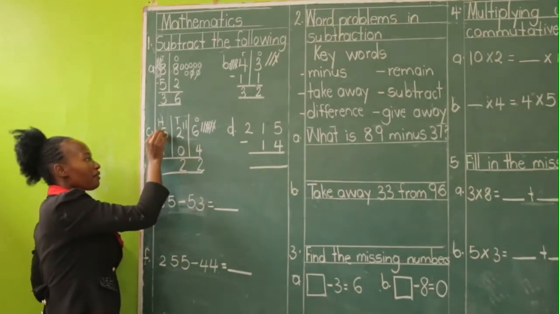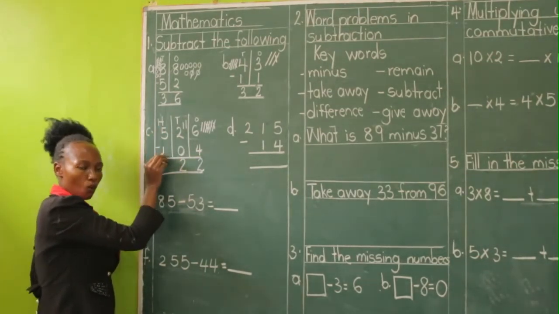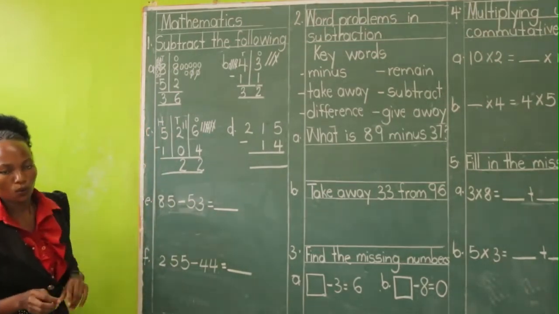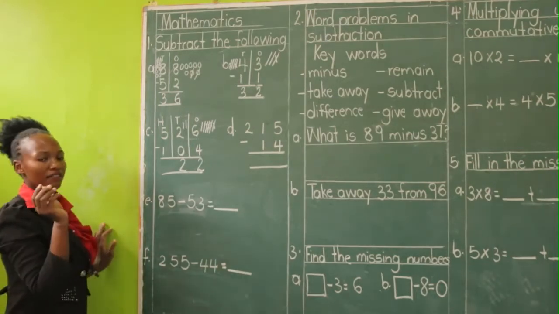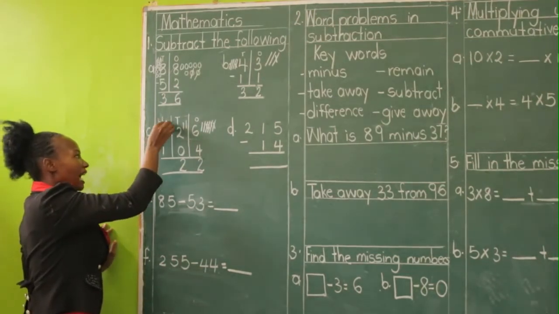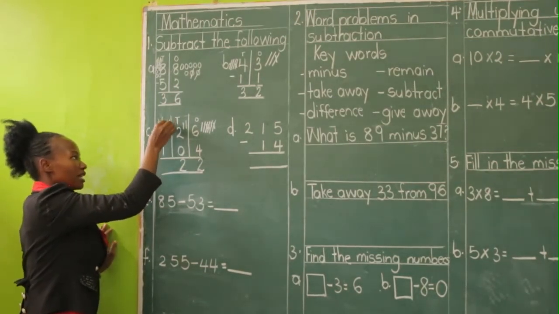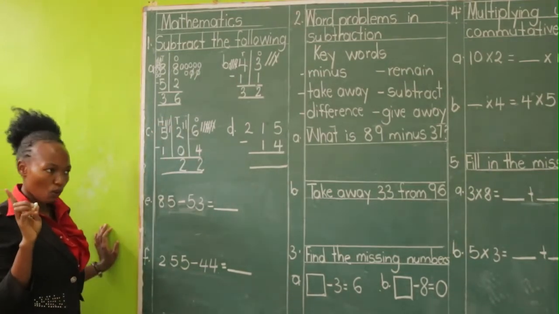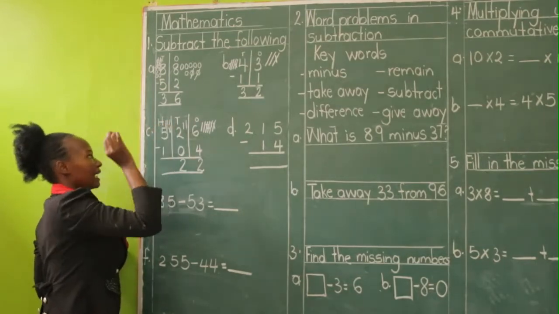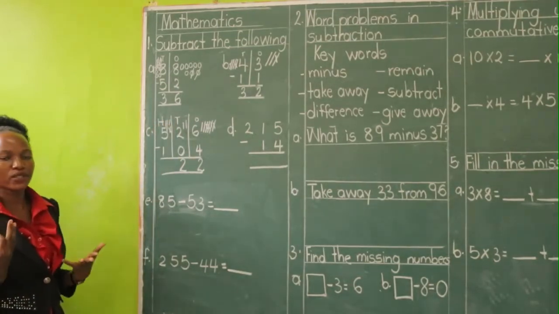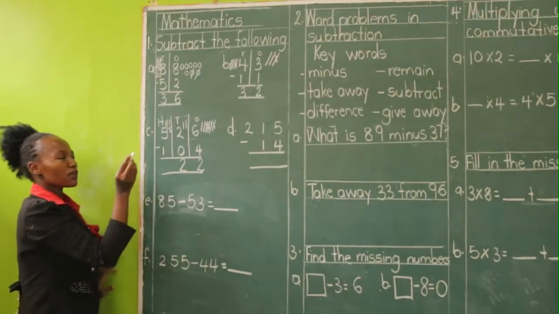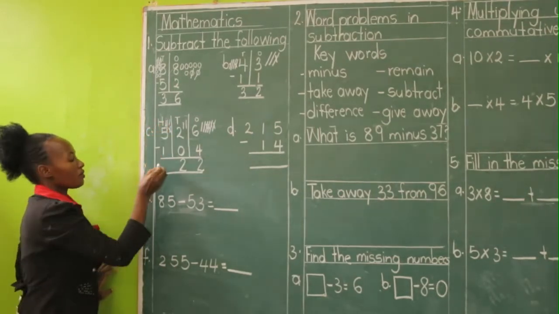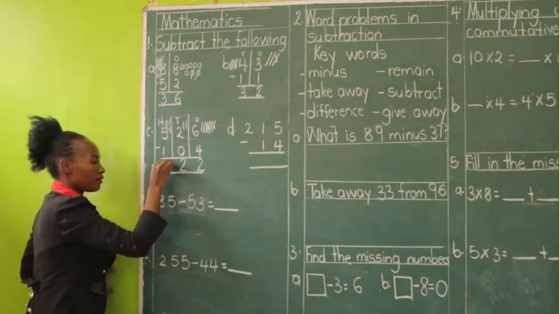Okay? We have 5 take away 1 under hundreds. See, we are going to draw our 5 sticks: 1, 2, 3, 4, 5. We take away 1. Then, how many have we remained with? Let's count together. 1, 2, 3, 4. We've remained with 4.